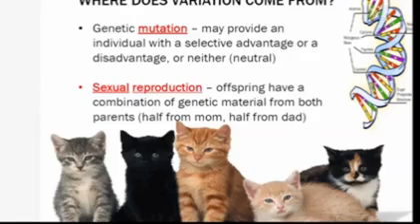Now, where does variation come from? So we've talked about variation, that it has to do with the passing of traits from the parent to their offspring so that they can better survive in their environment. So where does variation come from? Actually, it comes from genetic mutation.